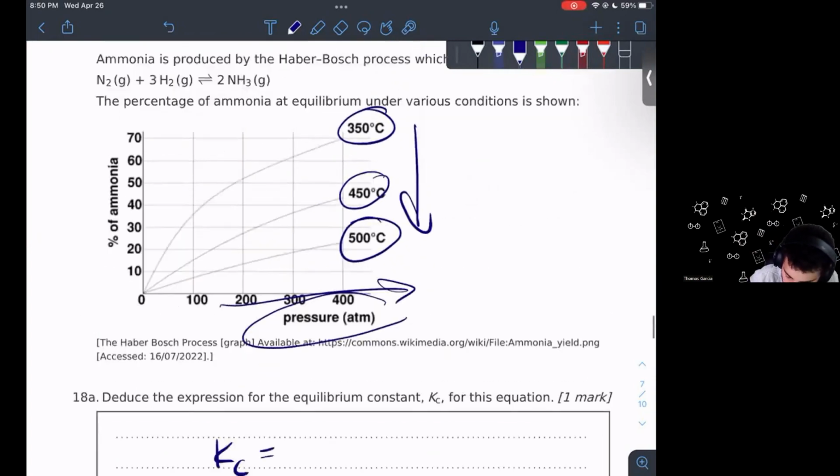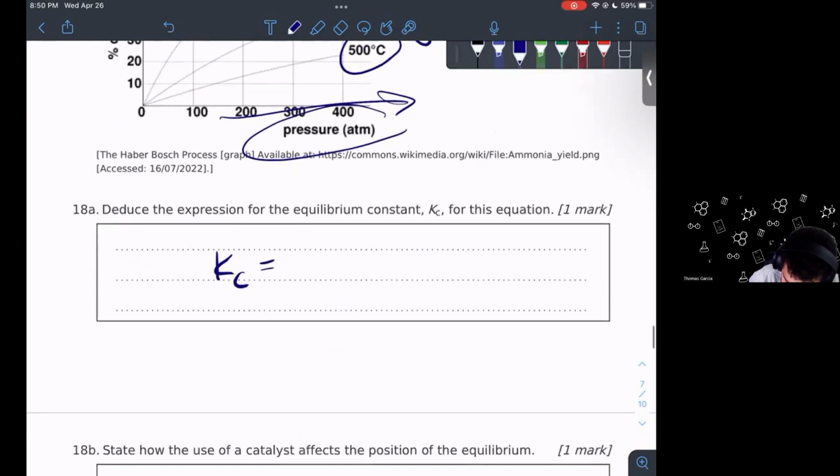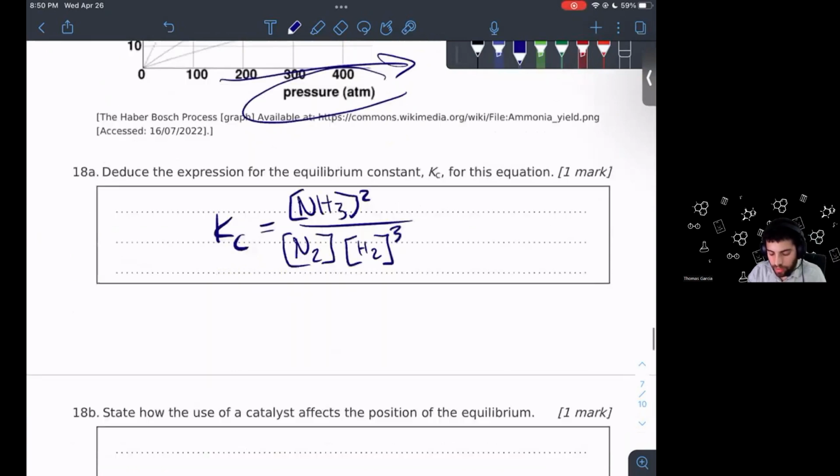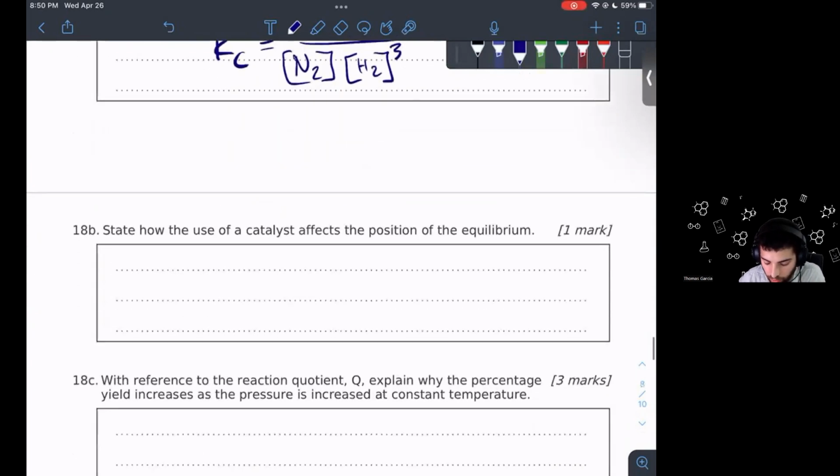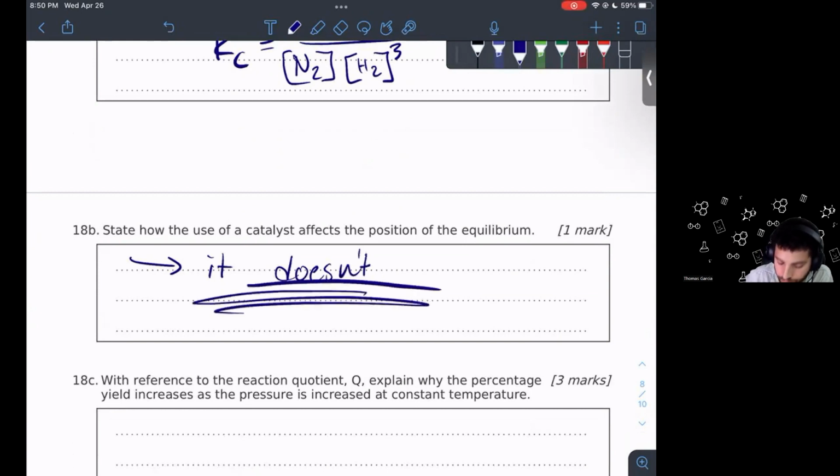Deduce the expression for the equilibrium constant Kc for this equation. Easy peasy. We see that NH3, we've done this one in class so many times, over N2, H2, to the second, to the third, and N is fine. And that is your mark right there, real quick. Just make sure you get those easy points. All right, state how the use of a catalyst affects the position of equilibrium. It doesn't. Bam. There you go. You want a mark? Say it doesn't.